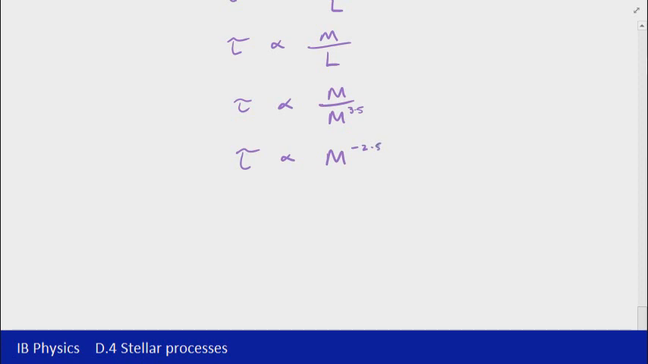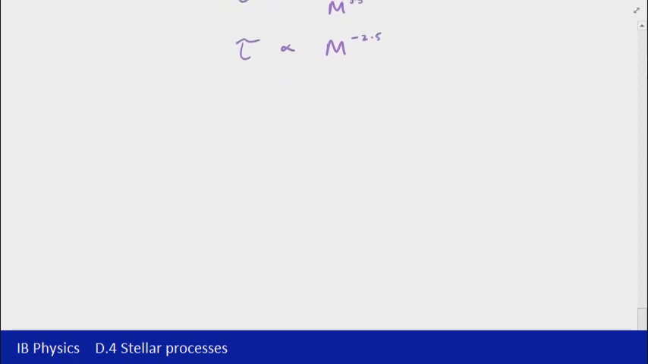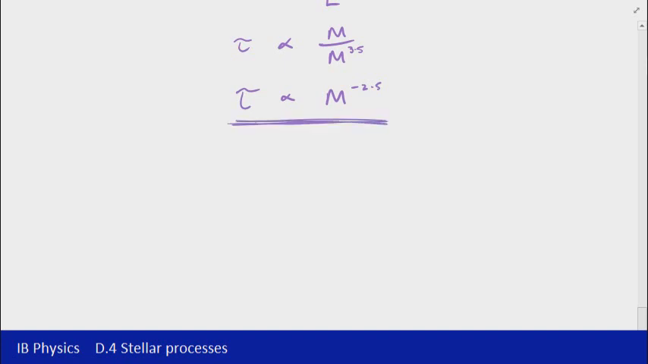Now this is not an equation in the data booklet, it's just a relationship where you can show how the luminosity of the star relates to its mass, and also relates to the lifetime of the star. We can combine those two to show that the lifetime of the star is going to be related to its mass. And notice it's the power of negative 2.5, so that's 1 over m to the power of 2.5, so there's an inverse type of relationship here.